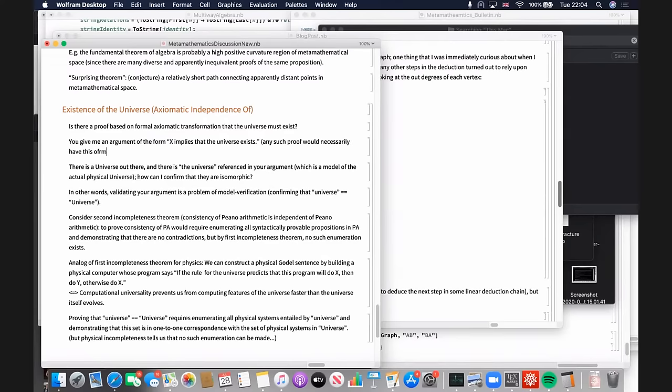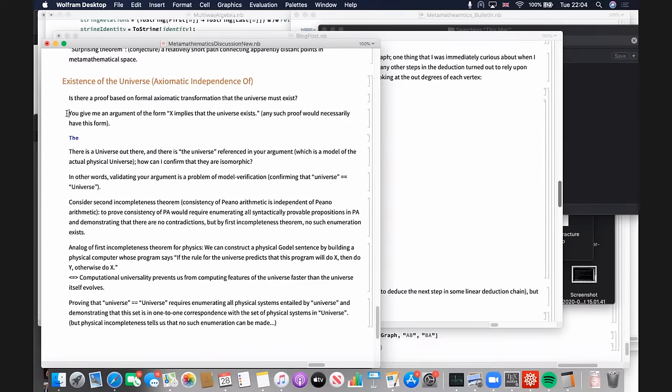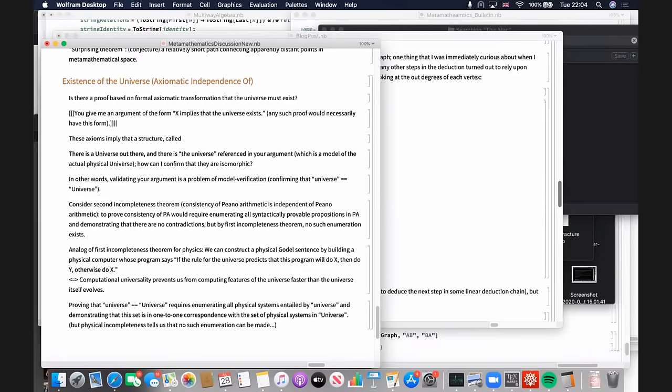Right. So we've got axioms that purport to prove that the universe exists. Maybe it's less confusing if I don't call it the universe. So we say something like, these axioms imply that a structure called U necessarily exists. Don't call it X, because you just said X implies the universe. That's why I'm bracketing this off. So, a structure called U necessarily exists. Is U isomorphic to the physical universe?